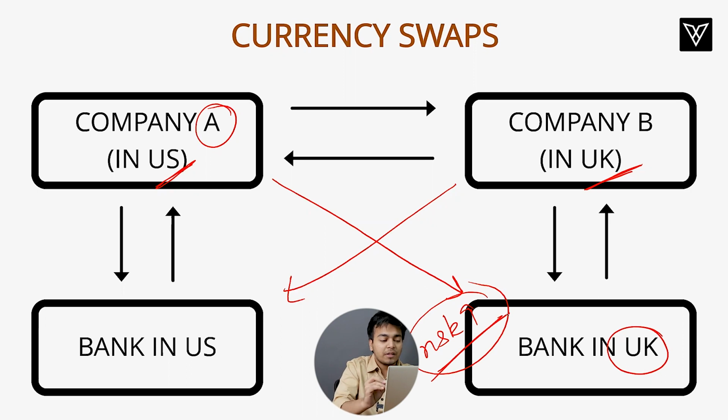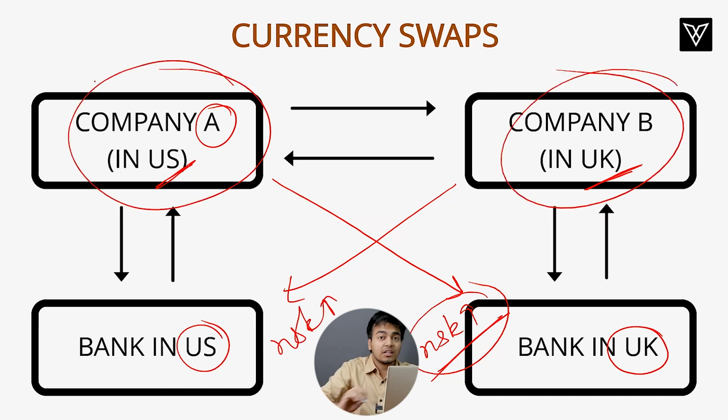Likewise for company B, which wants to borrow from the US in terms of dollars, the bank in the US might not agree to lend that money, or even if it does, they might lend it at a higher interest rate. So we need to understand that the risk or the interest rate that both these companies would face, given that they borrow the money directly, would be on the higher side.